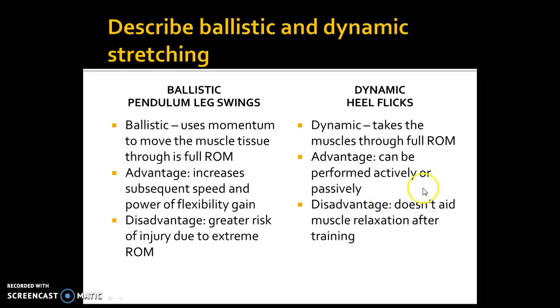They are very good for warm-ups, as ballistic stretching is good for warm-ups. They're not used for cool-downs, either of these. The disadvantage is that it doesn't aid muscle relaxation after training, so you don't get relaxation of your muscles, and they're not very good for cool-downs because you're not allowing the lactic acid to be slowly moved out of the muscles. So those are the key bits.